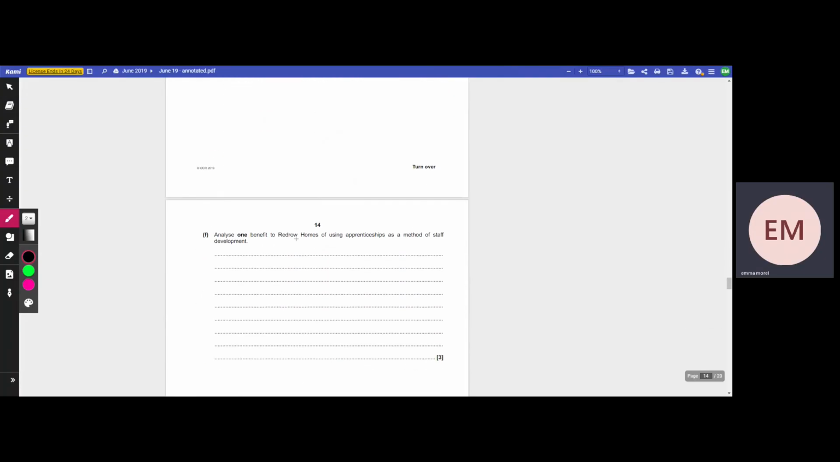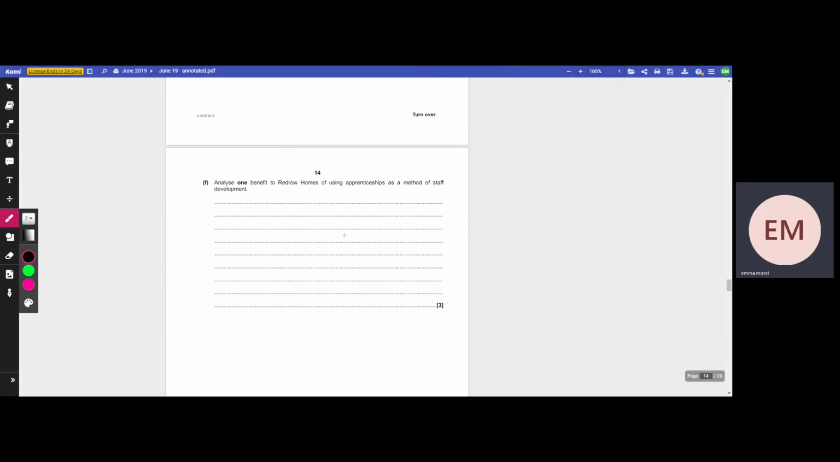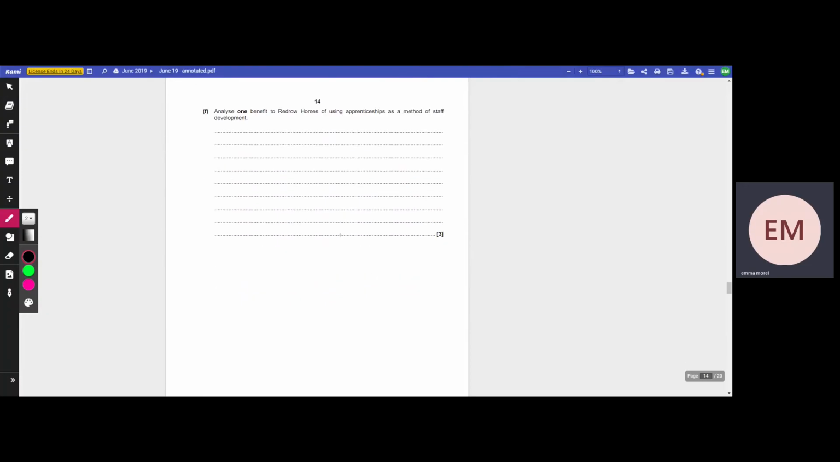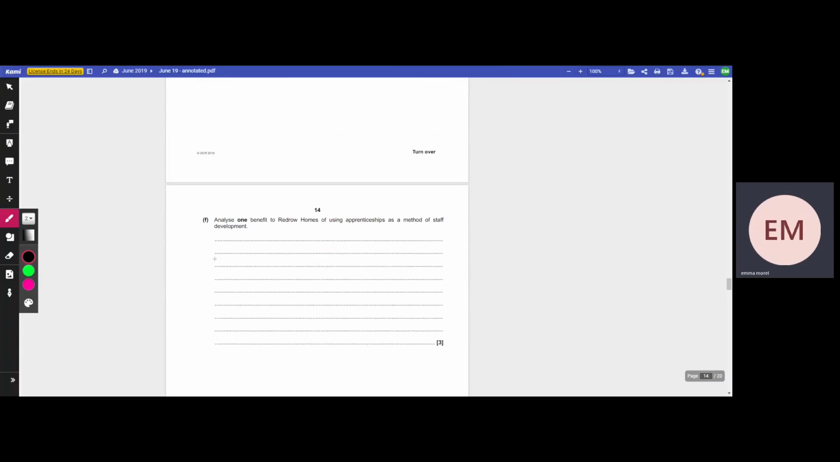Analyse one benefit to Redrow Homes of using apprenticeships as a method of staff development. So the best things about apprentices are that you can train them specifically within the requirements of your particular business. So for Redrow Homes, they might have a particular way of house building, they might have particular internal standards that they want to meet for each house. And so if they're training them up on that, they know that their apprentices will be doing that from day one. So we really want to make that clear.